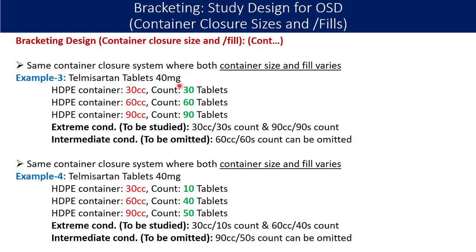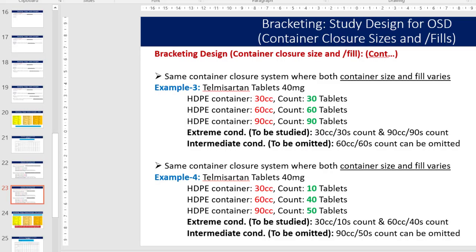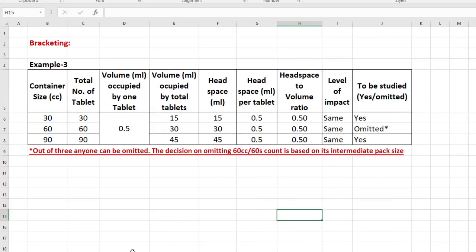And look at the example over here. Tell me, certain tablets 40 milligram, HDPE is the container. In one situation, the 30 cc container with 30 tablets, 60 cc container with 60 tablets, and 90 cc container with 90 tablets. Now, in this situation, both the container size and fill vary. Let us now understand the extremes and the intermediate level. Let me bring the Excel sheet one more time, and here is example number 3.